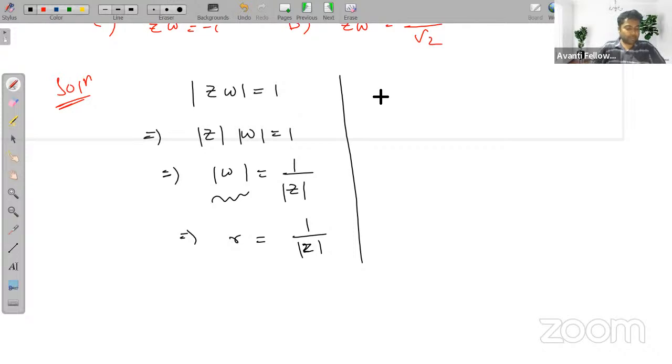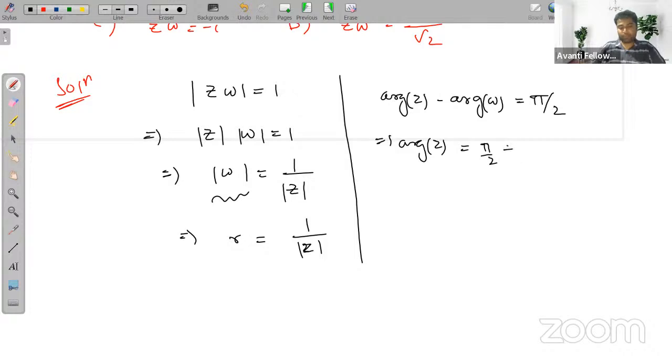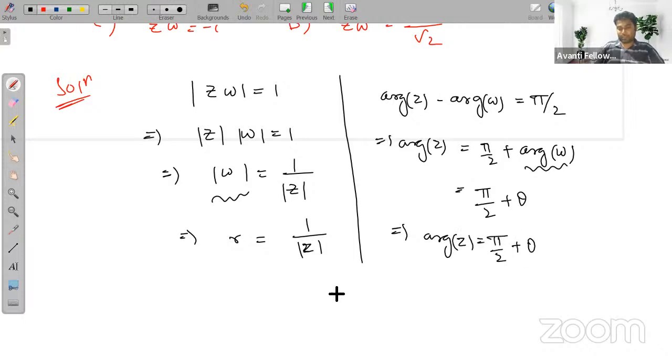Another thing is given in the question, that is argument of z minus argument of omega is given as pi by 2. So from here we can write argument of z is equal to pi by 2 plus argument of omega, right? So if we take argument of omega as theta, this becomes pi by 2 plus theta. Yes or no? So finally we are getting argument of z is equal to pi by 2 plus theta. So these are two results we are getting now.